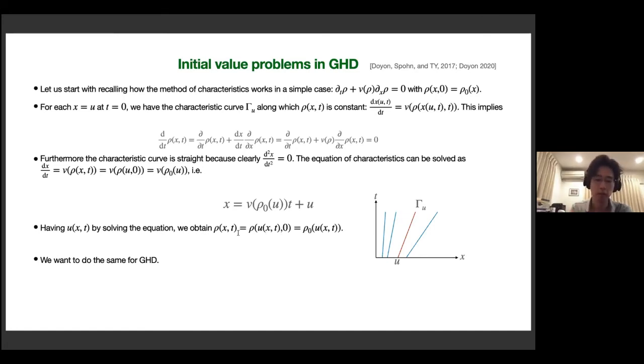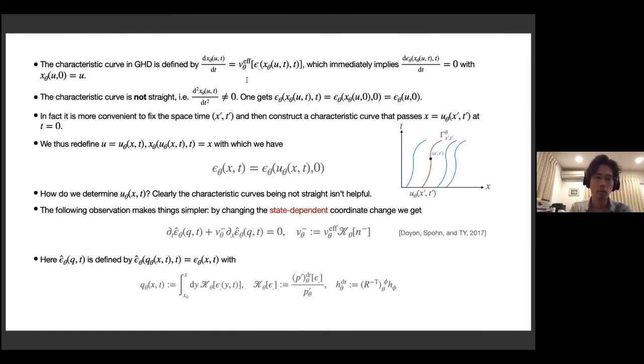The method of characteristics. So rho of x and t is given this way, in a very simple way, where u solves this equation. And essentially, we want to do the same for GHD. Now, the natural generalization is to write down this kind of equation, which immediately implies this relation.